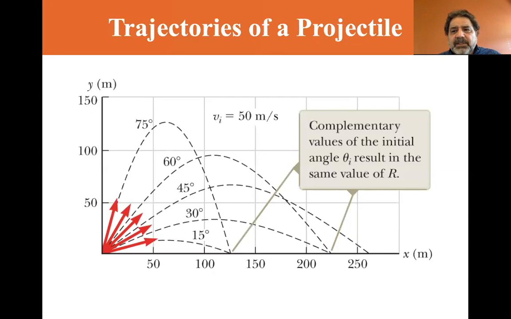So if you want extra points, use the initial velocity of 50 meters per second and give me the range for 15 and 75. Calculate the range for 60 and 30, and calculate the range for 45. Also, tell me how much time it's in the air for 75, 60, 45, 30, and 15. And you'll convince yourself of that. If you do that, I'll give you extra points.